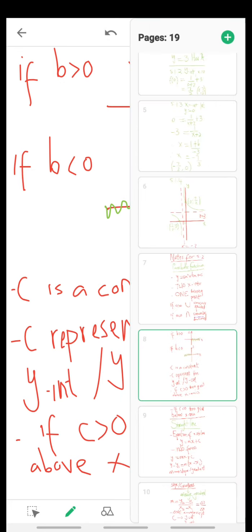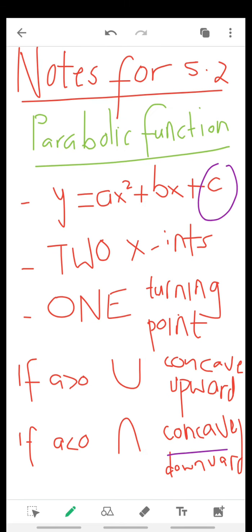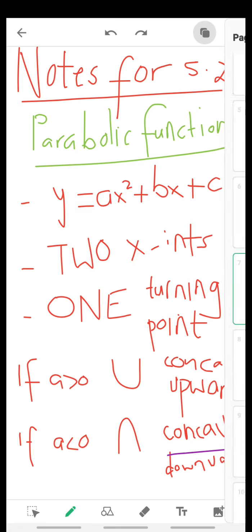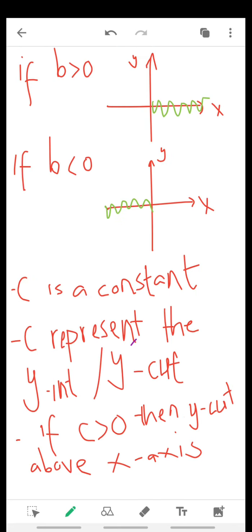Okay, and then from the general equation again, we have this value here, which is C. C represents a constant, and that constant is what we call a y-intercept or a y-cut of your parabola. Okay, very important. So when you've got a standard form of a parabola, your C represents the y-intercept of the parabola, and C is a constant, meaning C won't have a letter with it, meaning it won't have a variable with it. Okay, very important.